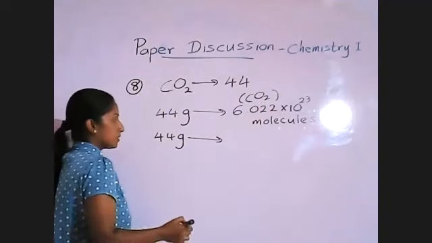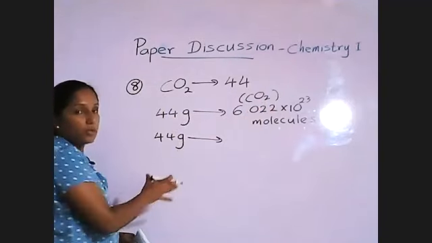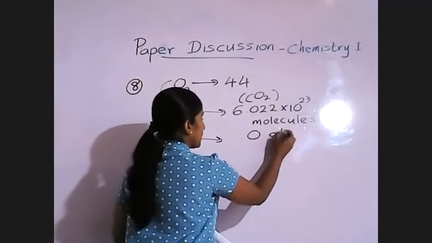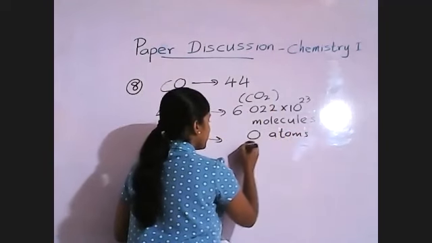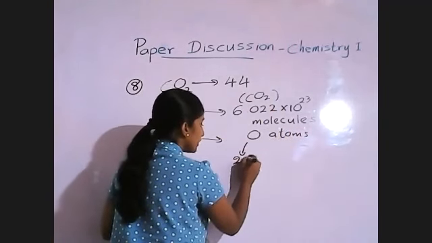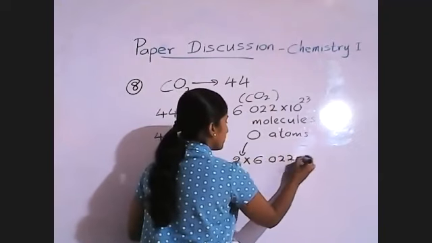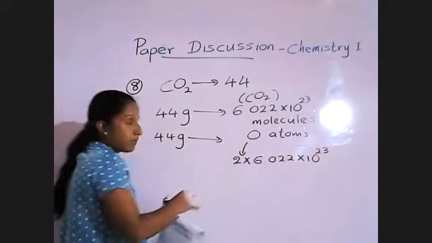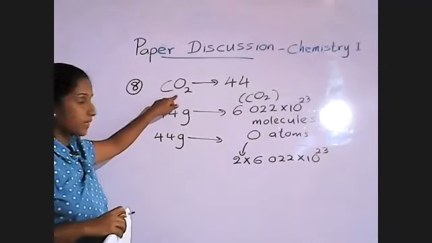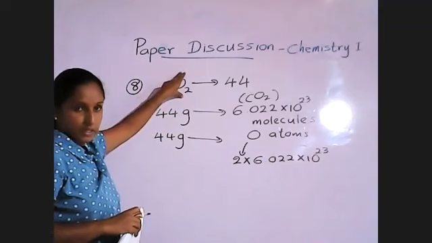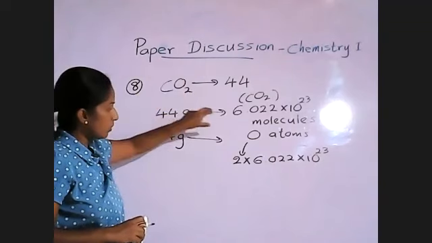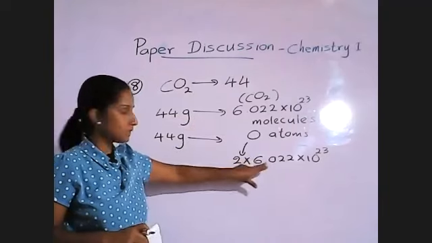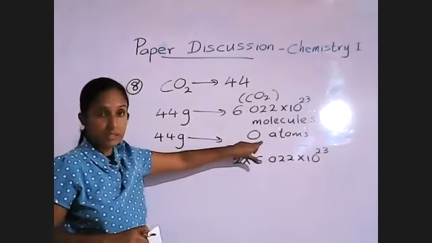Carbon dioxide molecule. Within 44 grams of carbon dioxide, how many oxygen atoms are there? That is 2 into 6.022 into 10 to the power 23, double of this one, because within one molecule there are 2 oxygen atoms. So we have to multiply the Avogadro constant by 2 to get the oxygen atoms.